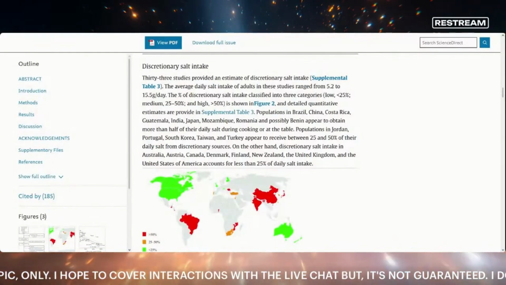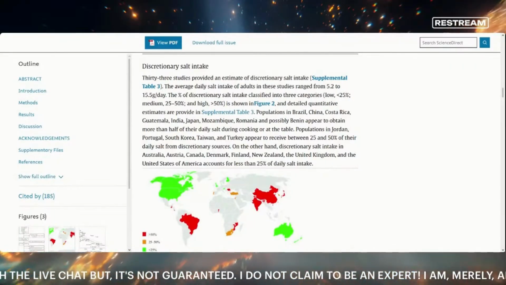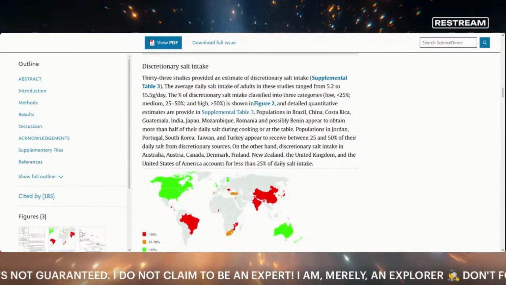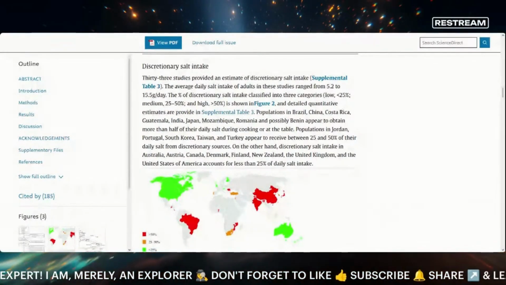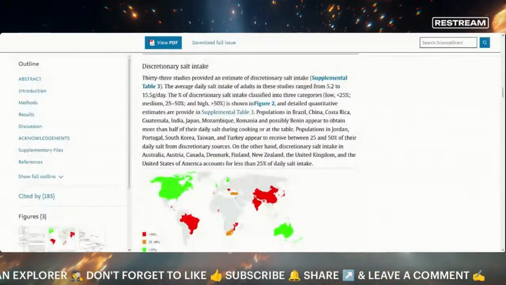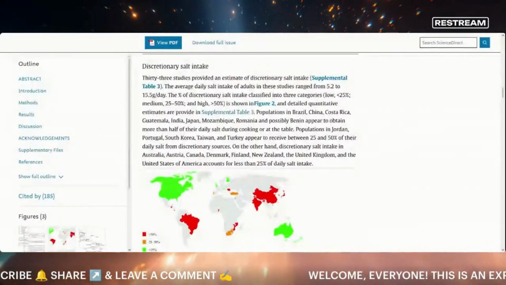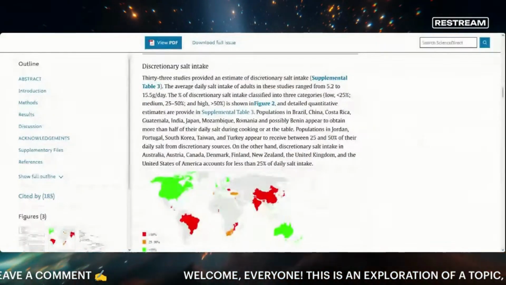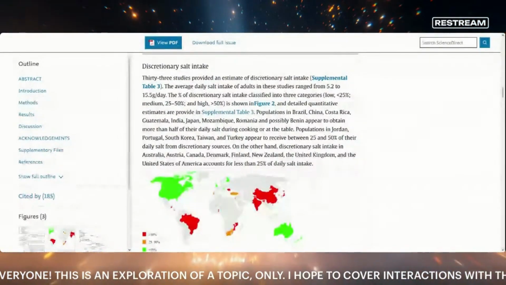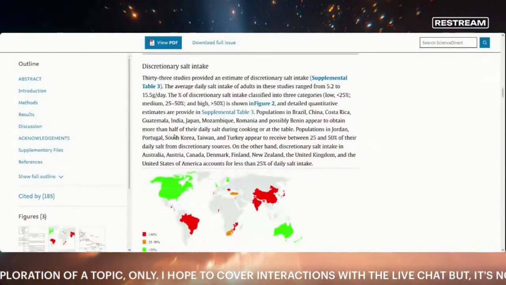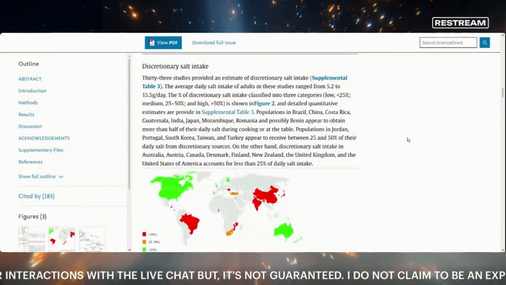The percentage of discretionary salt intake classified into 3 categories: low, less than 25%, medium, 25 to 50%, and high, more than 50%, is shown in Figure 2. And detailed quantitative estimates are provided in Supplemental Table 3. Populations in Brazil, China, Costa Rica, Guatemala, India, Japan, Mozambique, Romania, and possibly Benin appear to obtain more than half of their daily salt during cooking or at the table.